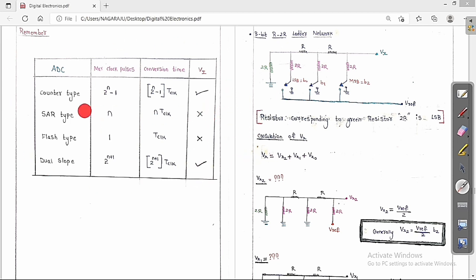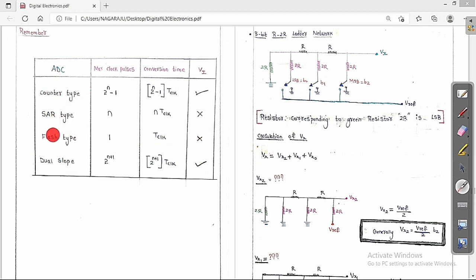So finally I can say that the counter type is depending upon the number of bits and also on the input voltage. Whereas the SAR type is depending upon the number of binary bits but it is independent of the input voltage. Whereas the flash type is independent of the number of bits and also independent of the analog input voltage. And the dual slope is depending upon the number of binary bits and also on the input analog voltage. So this is the table that you always need to keep in your mind.